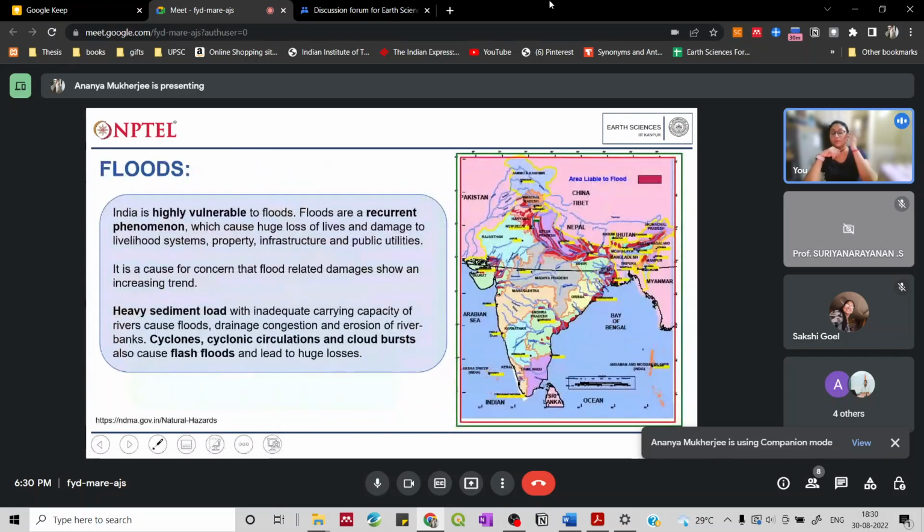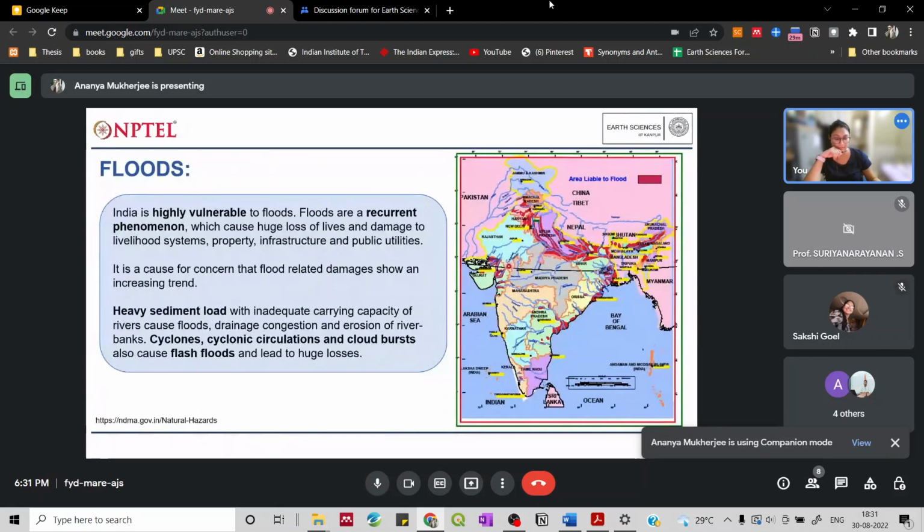Now we come to floods. India is highly vulnerable to floods, and that is also because we have such huge river basins, and we have multiple river basins. In the image that you can see on your right, the magenta parts are marked right along the river courses.